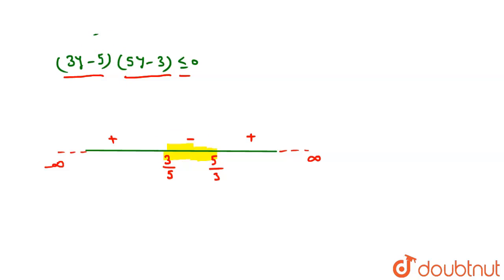So y belongs to 3 by 5 to 5 by 3. Here we use a closed interval at 3 by 5 and 5 by 3, because here the inequality sign is less than or equal to. So that's why we write a closed interval, and this is our final answer.